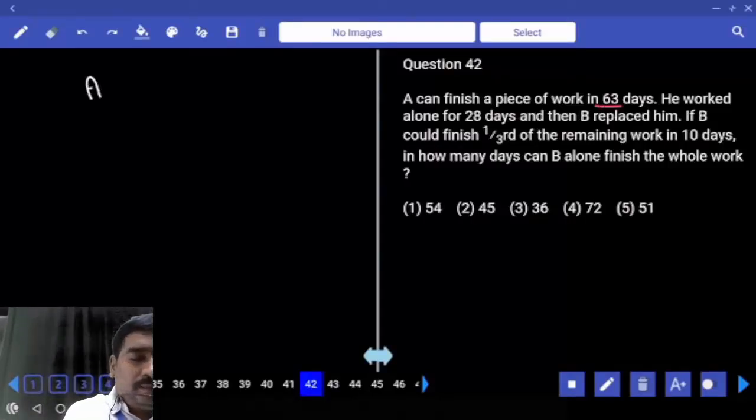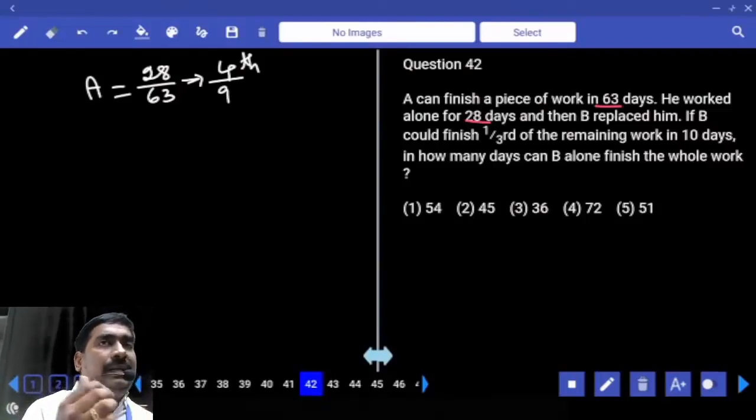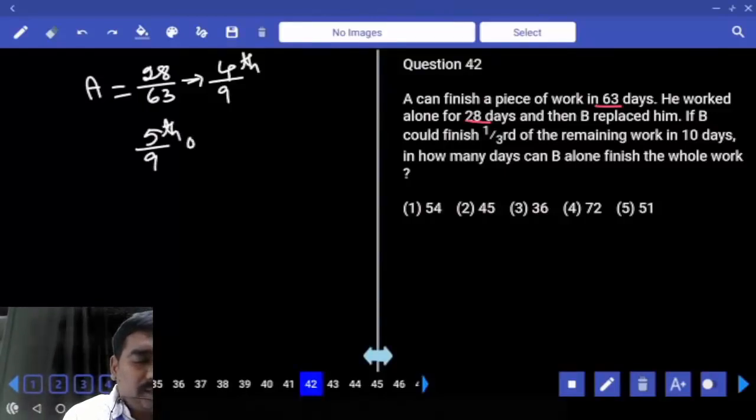63 days. But A worked here for 28 days. In 28 days, A completed 4/9 of the work, yes or no? 28 is 7 times 4, and 63 is 7 times 9. A completed 4/9 of the work. So how much is remaining? 5/9 of the work is left.